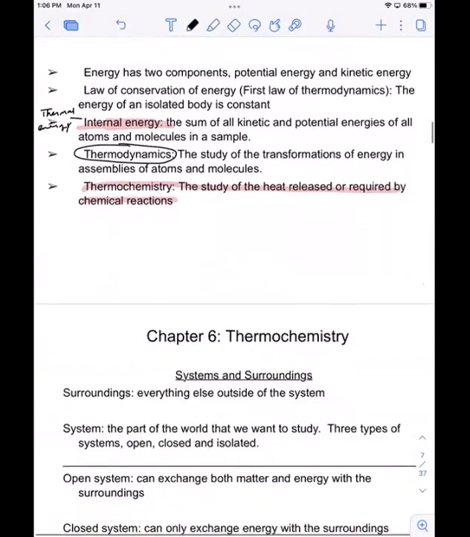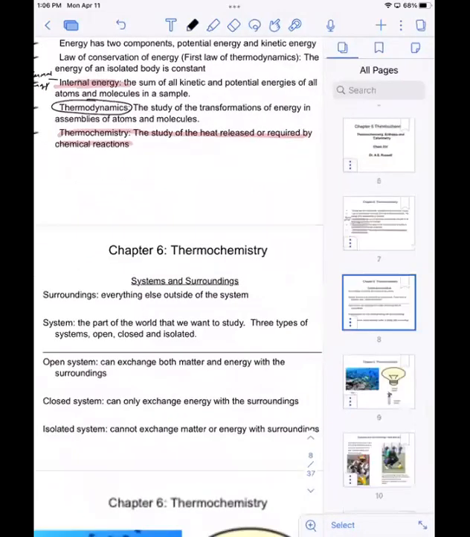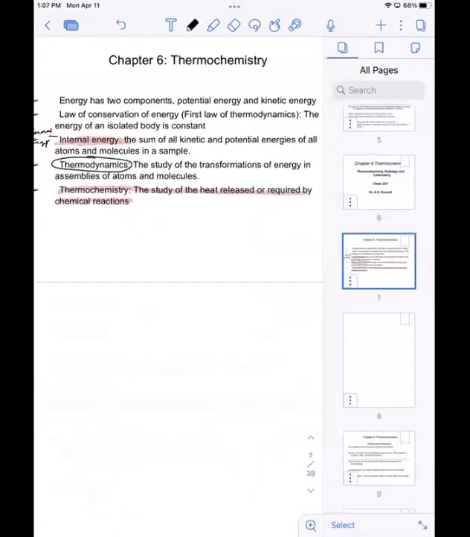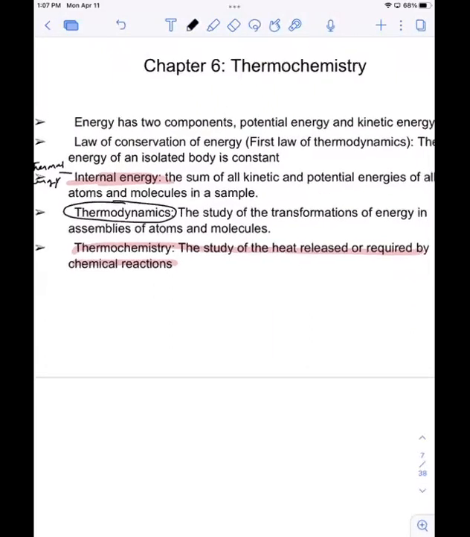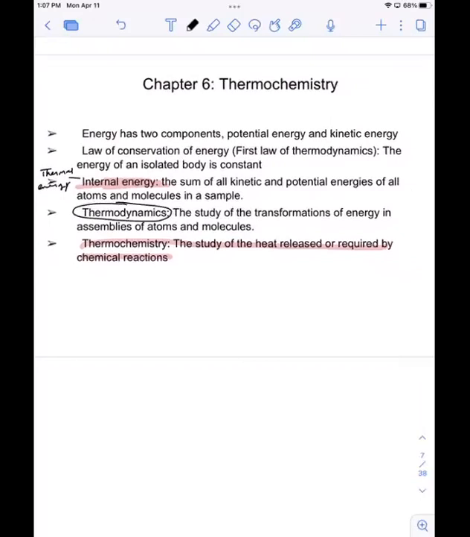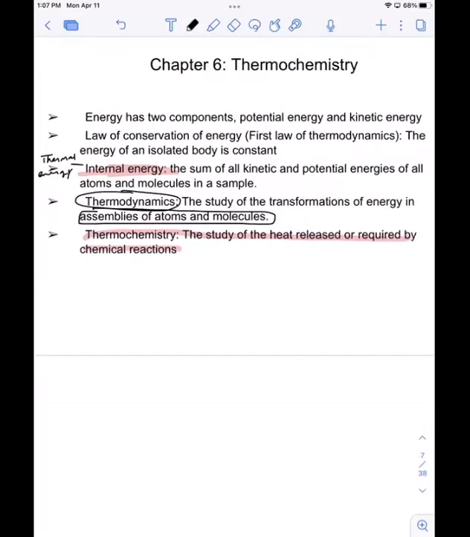It sounds really technical, and in all honesty, it's a very deep area. But for the scope of this class, we're just going to give you an overview of it, because you're going to see this again in part two. You're going to see it again in organic. But thermodynamics is the study of the transformation of energy, and this happens when atoms and molecules start moving around and they start reacting with each other and bonding with each other or breaking away from each other.